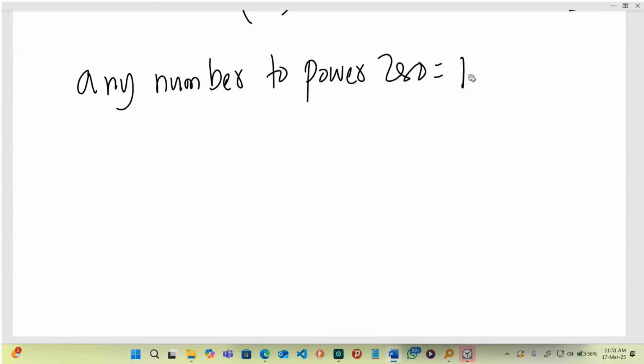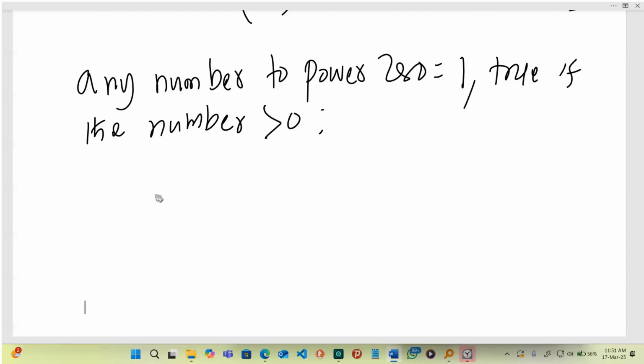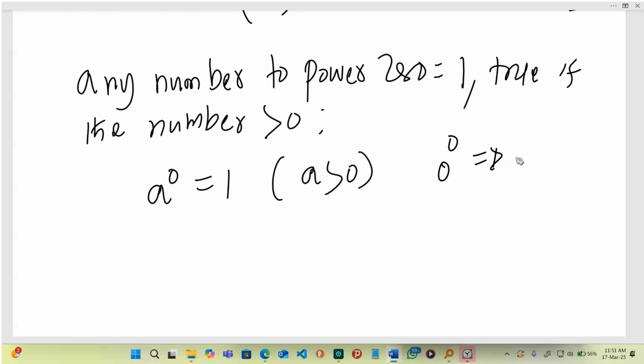Now let's look at any number to power 0 is equal to 1, and this is true if the number is greater than 0. I'm saying if I have a to power 0, this is equal to 1. And this is only true if a is greater than 0. If it is not, then 0 to power 0 is indeterminate. It is an indeterminate solution. So for any number to power 0 to be equal to 1, that number must be greater than 0.